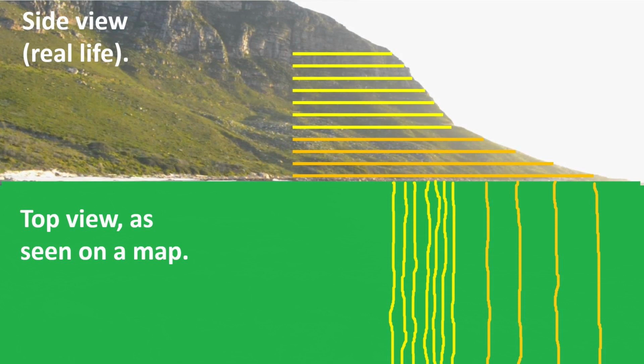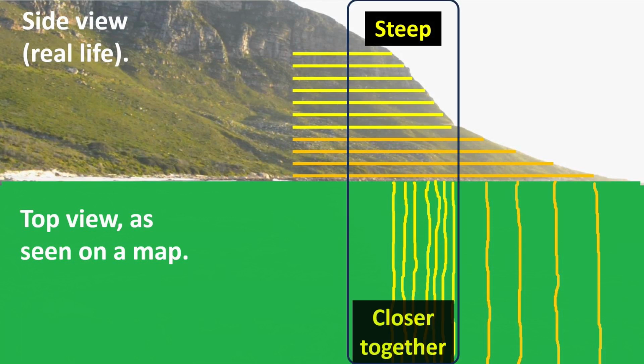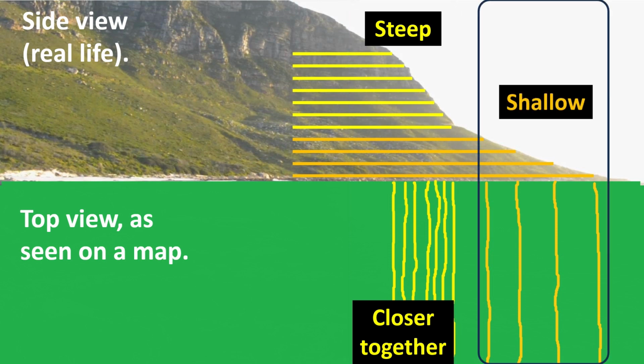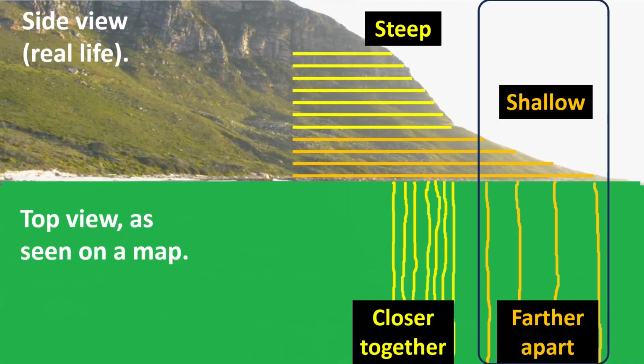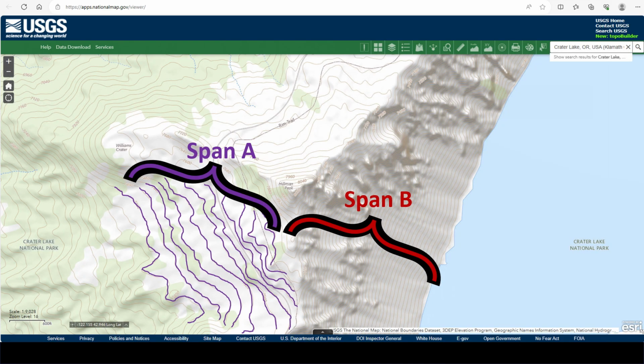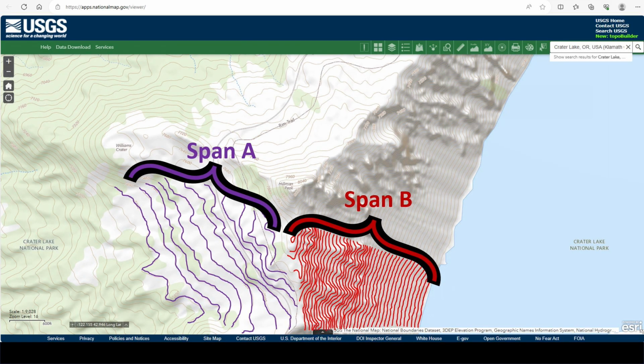If we were to look at that land from a top view, such as how a map shows the land, then we would see the same pattern. If a slope is steep, then the contour lines are closer to each other. If the slope is shallow, then the contour lines are farther from each other. The contour lines under span B are closer to each other compared with the contour lines under span A. That suggests that the slope under span B is steeper than the slope under span A.